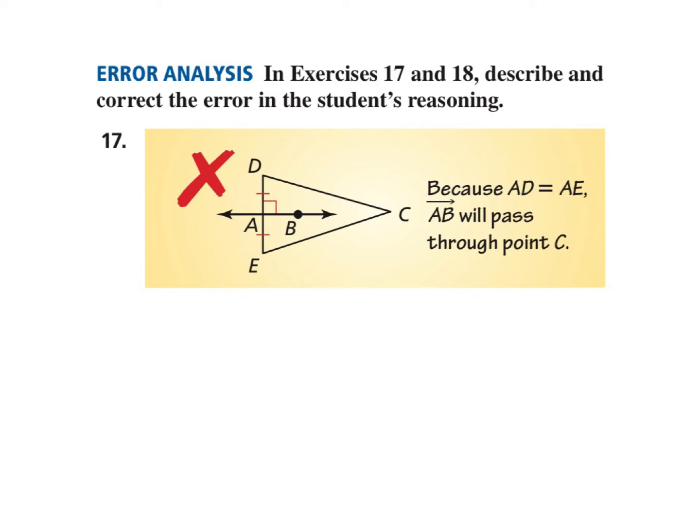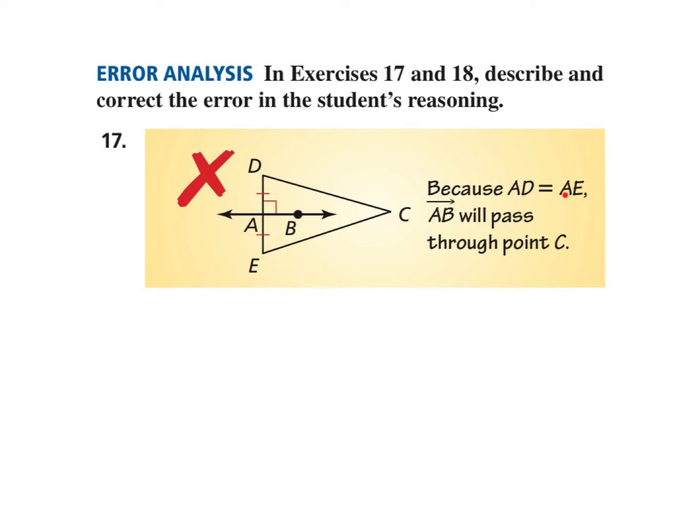All right, so we have perpendicular here. A is between D and E perfectly, so this is a perpendicular bisector. The question is C on the perpendicular bisector? Well, the only way we know if C is on the perpendicular bisector is if C is equidistant from the endpoints. That's a perpendicular bisector theorem, the converse to the perpendicular bisector theorem. Okay, so what did they say?